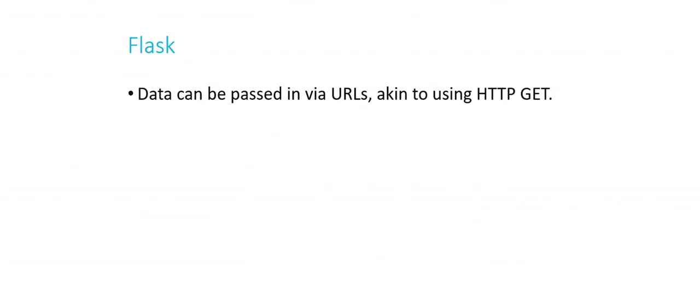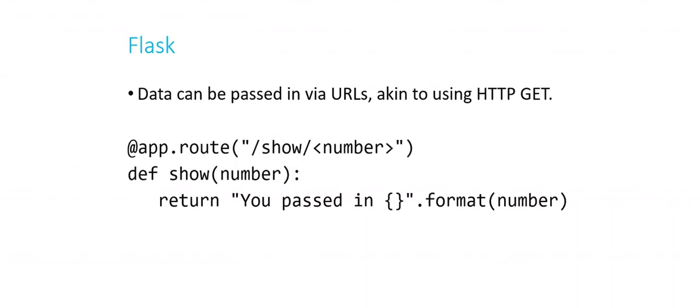So in addition to just running code, as we did before with just having it print out you are at the index and you are at the sample page, we can also pass data in to our Flask applications. We can do this using HTTP GET, you may recall, by passing in data via URL. So I might write a function that looks a little something like this.